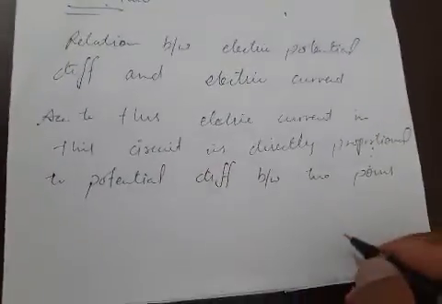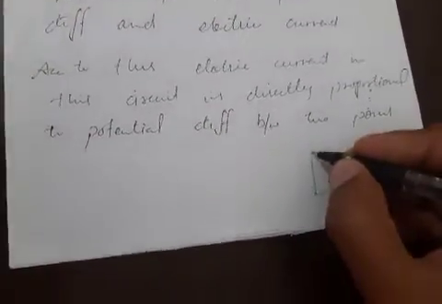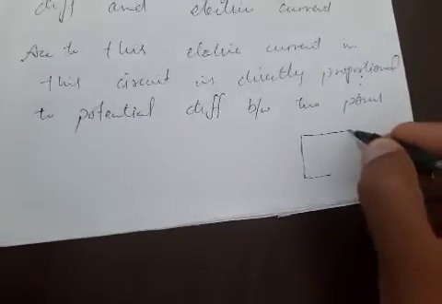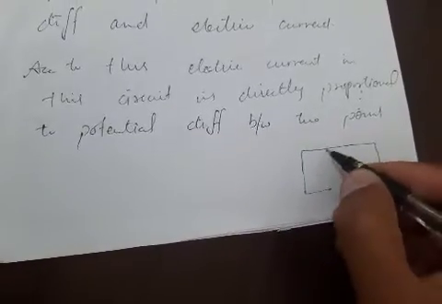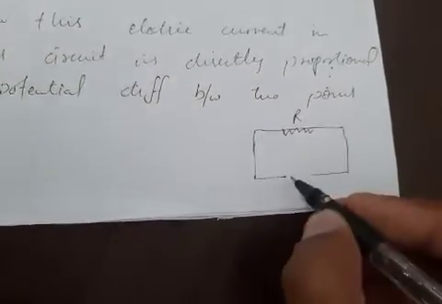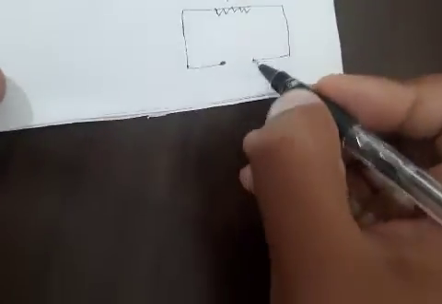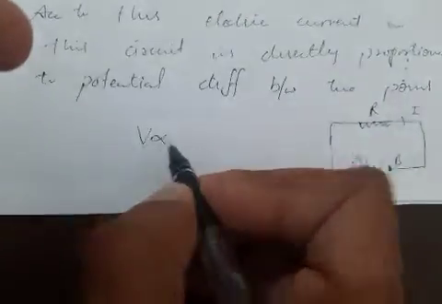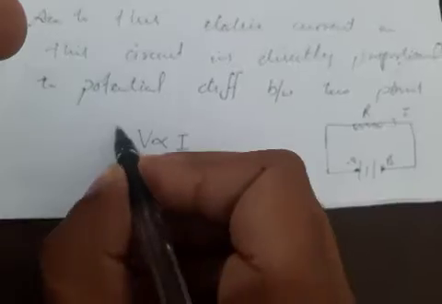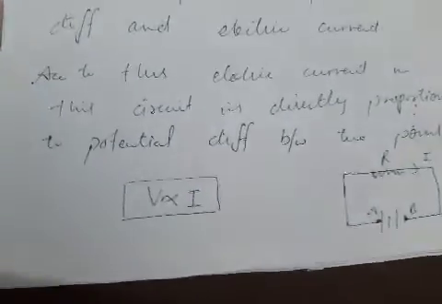Like say this is the electric circuit. Here is any resistance say R, and these are the 2 points A and B. Between them, if we applied a battery to create a potential difference, then how much will be the current in the circuit? That is directly proportional to the potential difference. So V is proportional to I. That is the Ohm's law.